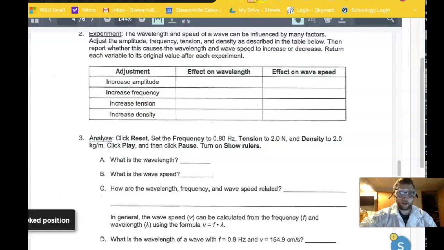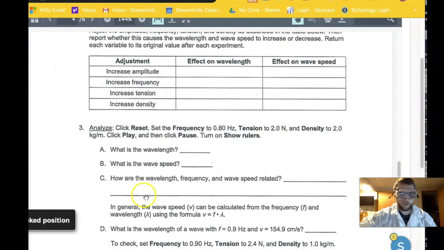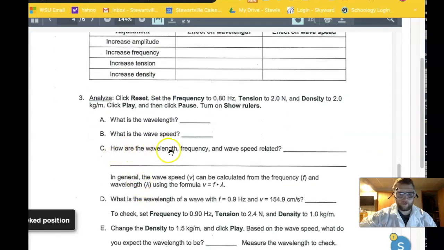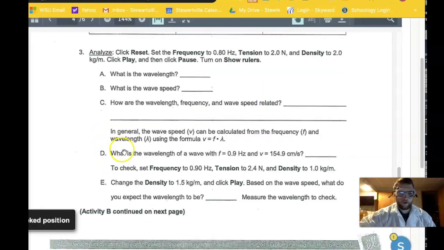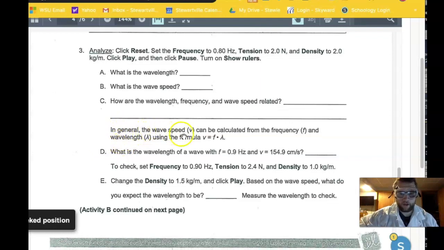Now when we go back, 3C is asking us, how are the wavelength, frequency, and wave speed related? You need to look at the data you just gathered. You need to tell me how the wavelength, the frequency, and the wave speed are related. Moving on, in general, the wave speed v can be calculated from the frequency f and the wavelength lambda, I believe this is called, using the formula v equals f times lambda.